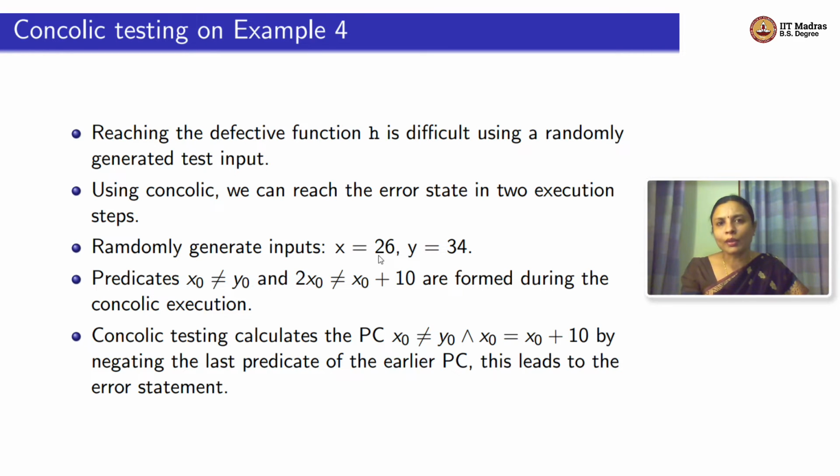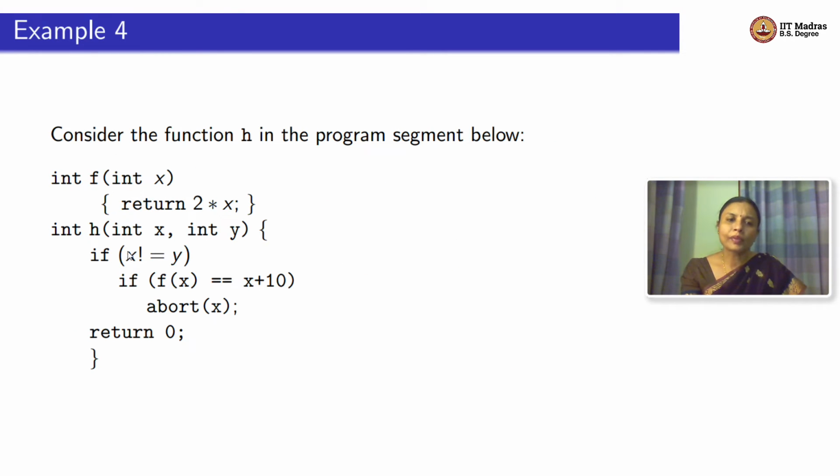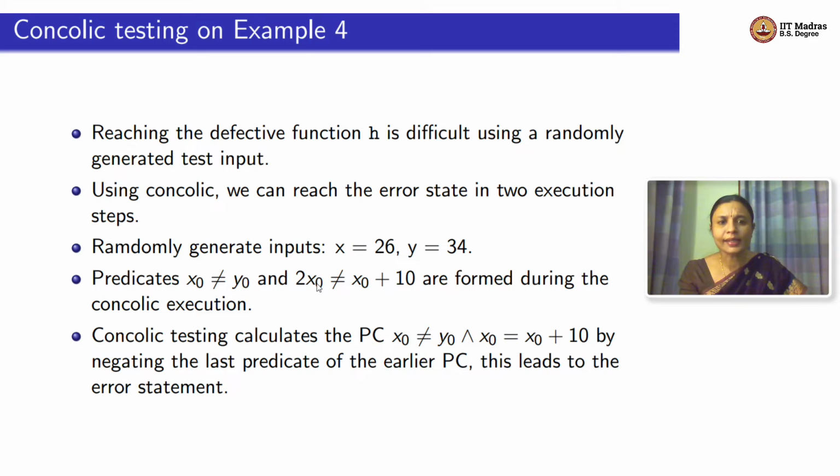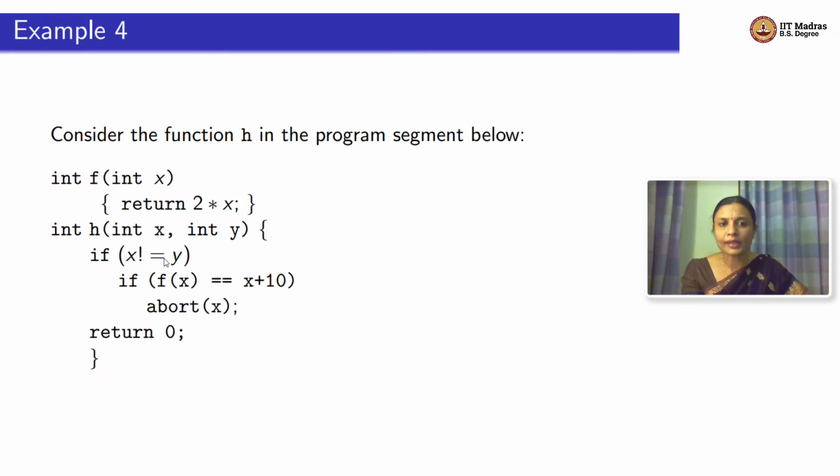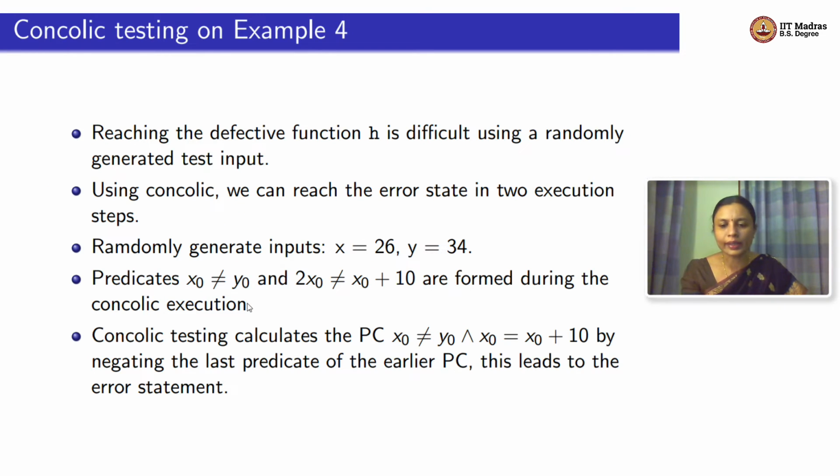So I randomly generate some inputs. Let's say x is 26, y is 34. Then I say, okay, x is not equal to y. The first if statement passes. f of x is equal to x plus 10? No, the second if statement fails. So I collect the predicates for which passed and which failed. Then per predicate that I collect, I negate one at a time in an orderly fashion. And that gives me alternate program paths. For example, I negate the last predicate. That will give me an alternate program path where the first if passes, the second if also passes, and that reaches the error statement. So this is what concolic testing does.